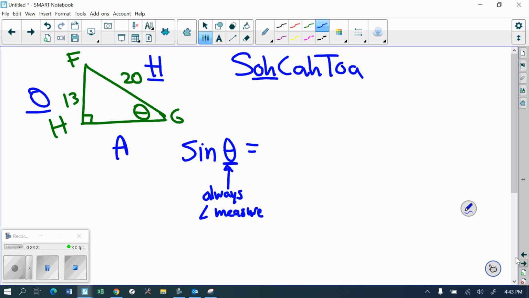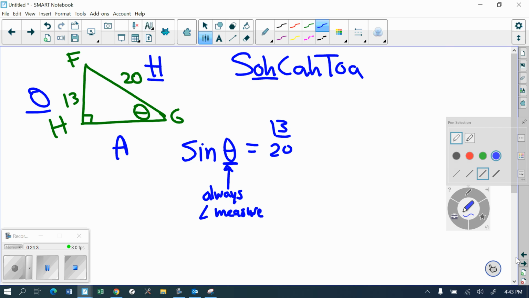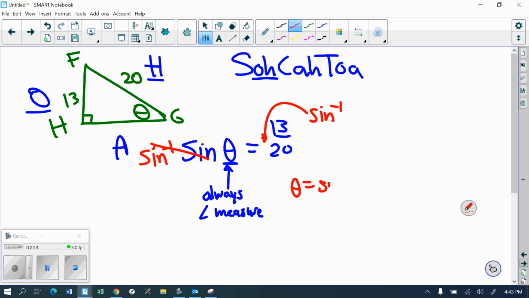So the sine of theta equals the opposite, 13, over the hypotenuse, 20. Remember, I'm solving for theta, so I've got to get rid of sine. How do I get rid of sine? I get rid of it by doing inverse sine. They cancel each other out. Whatever I do to one side, I must do to the other side. So those cancel out, and I get theta equals inverse sine of 13/20.